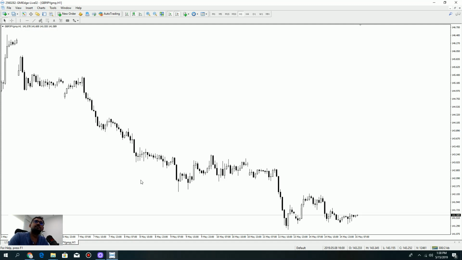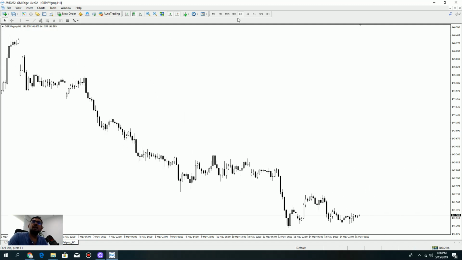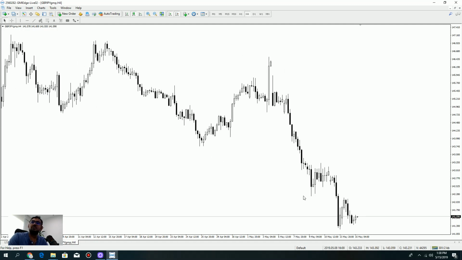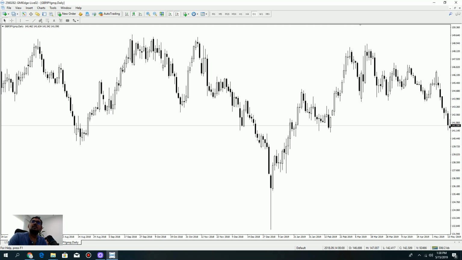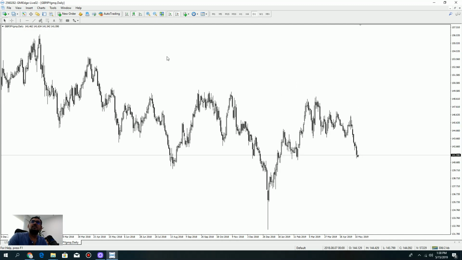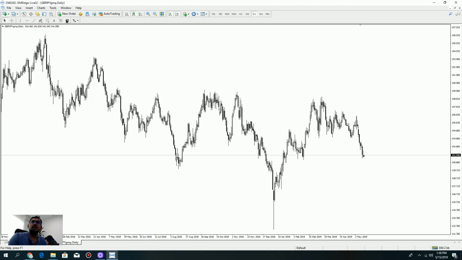Okay, now if you see GBP, I'm just going to speak on GBP today. On a daily chart, what is the price action story over here? If I see on a bigger picture, these are the areas where there's a rejection. So I'm going to mark the rejection zone.